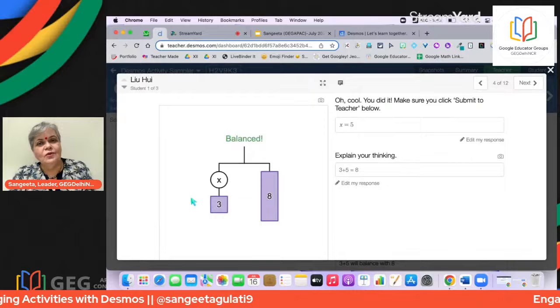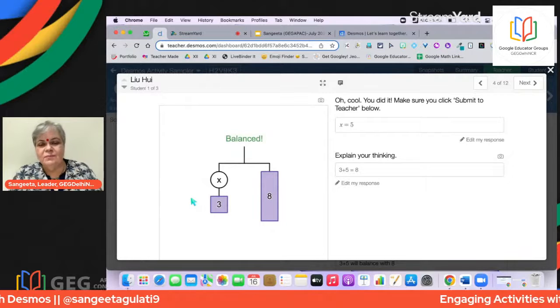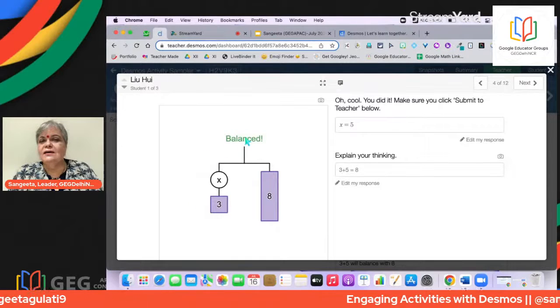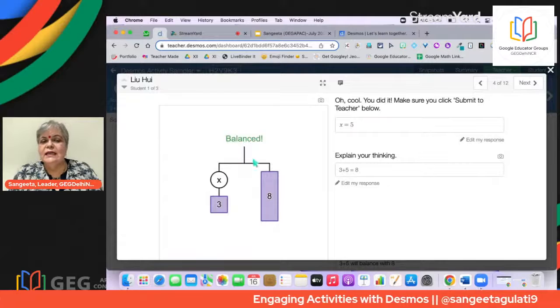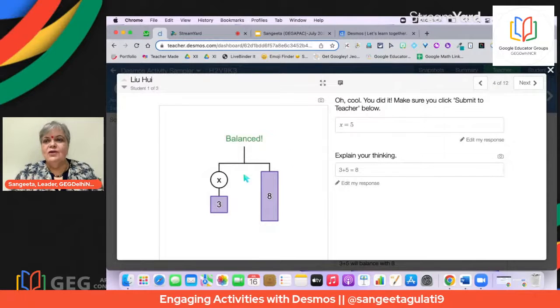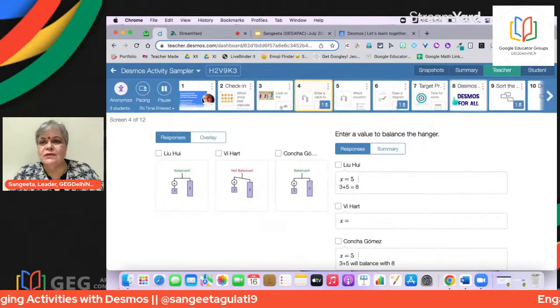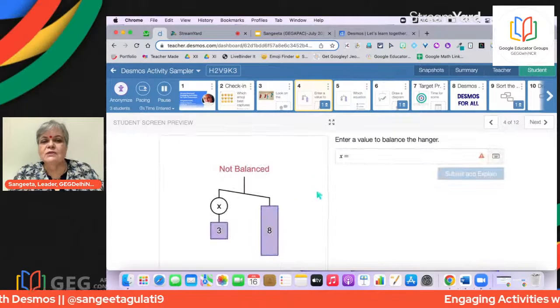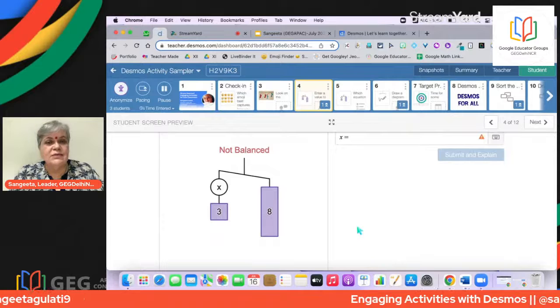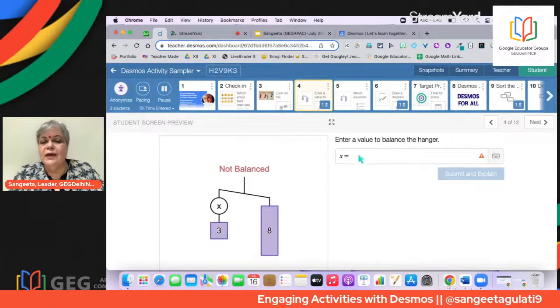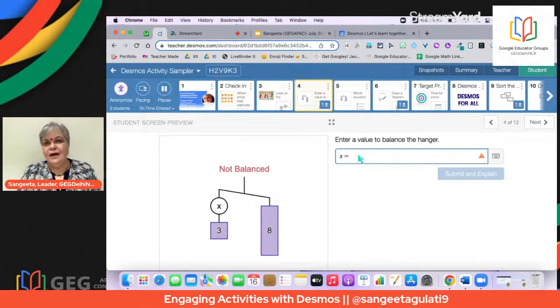As I said, it's not going to be a full lesson, it's going to be a sampler. So here is a task for the student. They have to balance the scale. So again, for those who have not joined in, exactly what does it look like? This was how it initially is. It's not balanced. The student has to enter a value to balance the hanger.